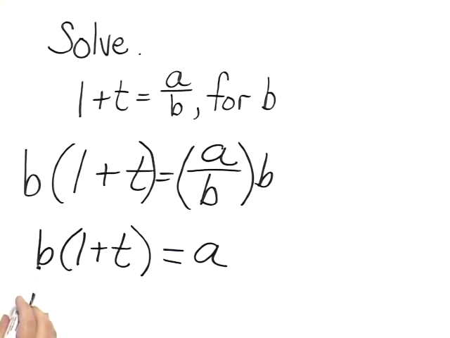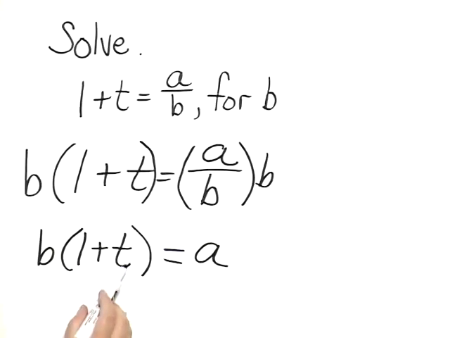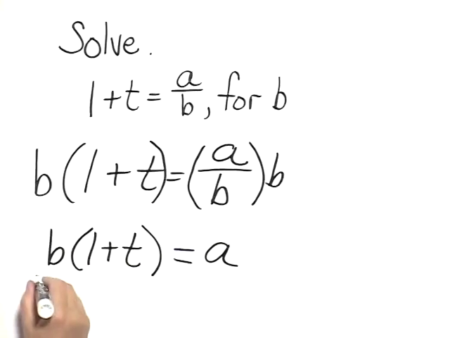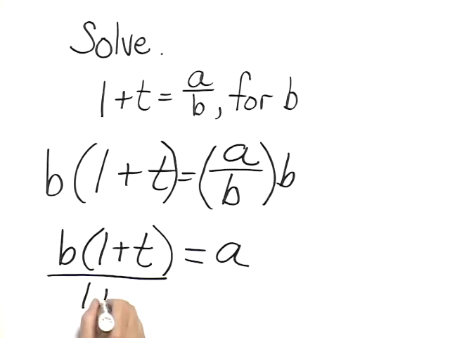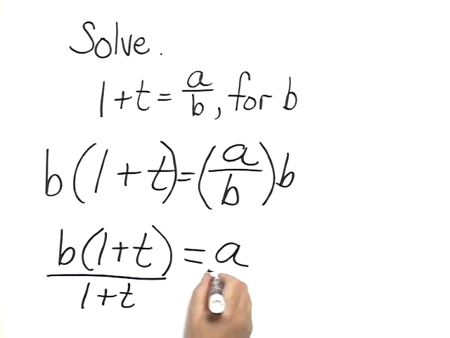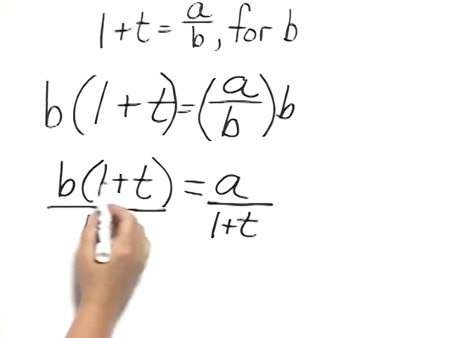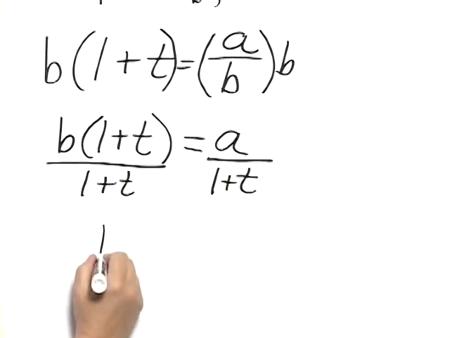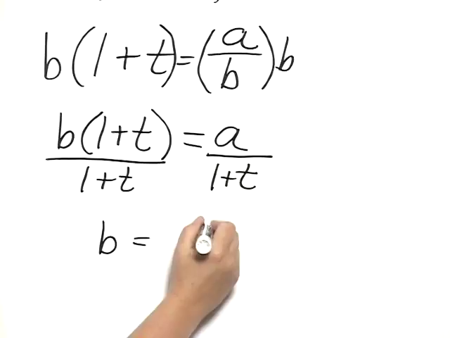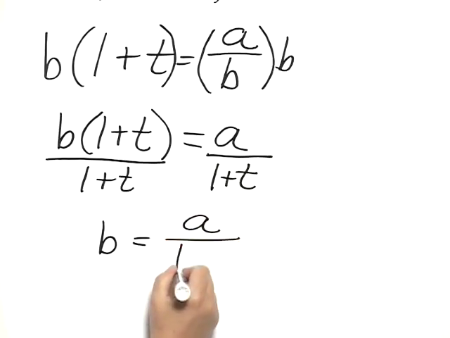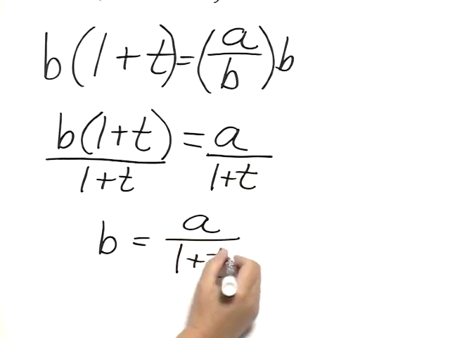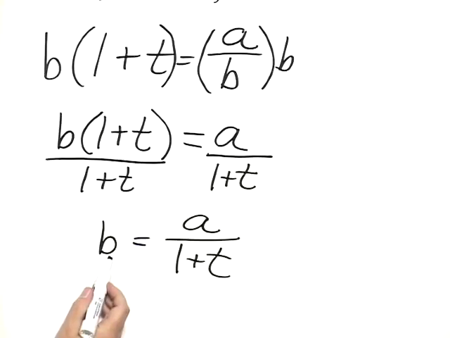I want to solve for b, so I can divide both sides of the equation by 1 plus t. Dividing this side by 1 plus t, and dividing this side by 1 plus t, this will cancel, and I'll be left with b equals a over 1 plus t. Since b is by itself on one side of the equation with no occurrences of b on the other side of the equation, I've solved for b.